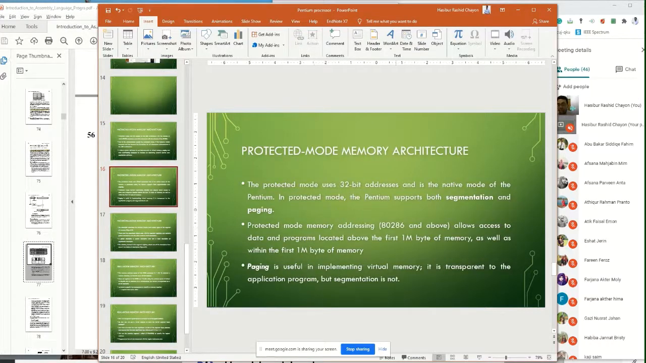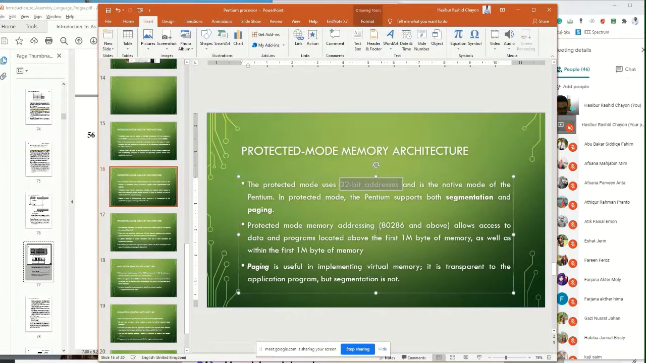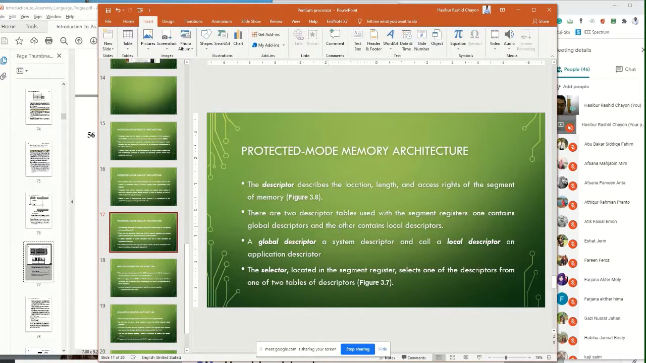And unlike the previous one, the real mode memory architecture, it is using a 32-bit address, and it can use 1 megabyte and more than 1 megabyte of data because it has a 32-bit memory address. After that we discussed what paging is. Paging is one kind of virtual memory where we have many virtual memories depending on the different types of application, and several virtual memory locations can refer to one physical address. That is paging.